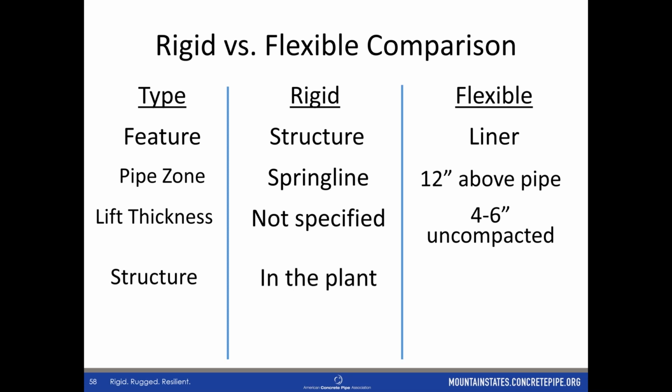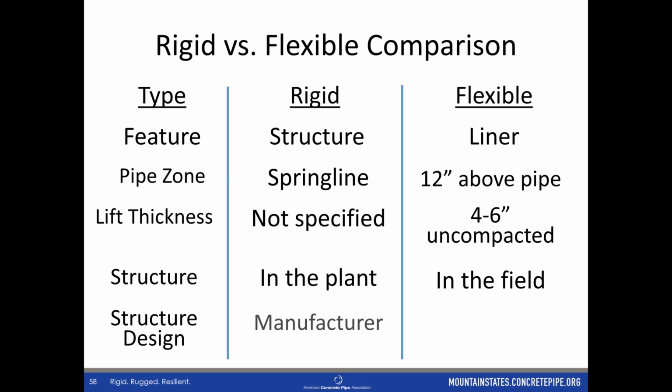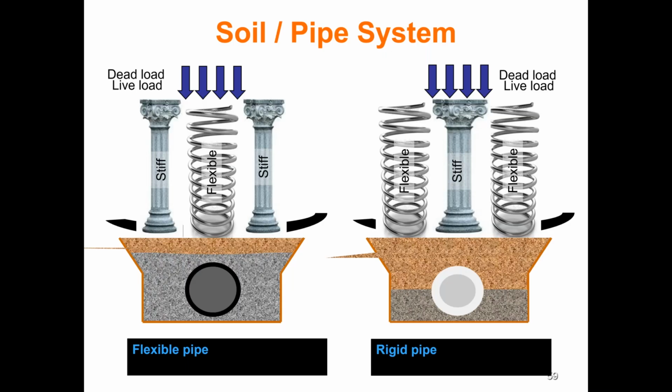Speaking of structure, as I mentioned before, with rigid pipe you have a structure that is made in the plant and then sent out into the field and put into the trench. For flexible pipe, you have to install the structure in the field. The structure design for rigid pipe, our manufacturer designs it and makes sure that it meets those structural loads. For flexible pipe, it is the project engineer's responsibility. So if they want to substitute an RCP design for a flexible pipe, you as the project engineer have to go in and redesign it, and you're taking responsibility for that structural design and making sure that it meets the load requirements there.